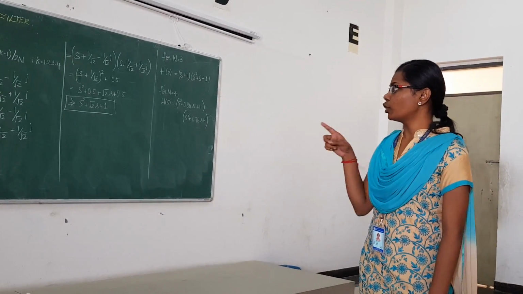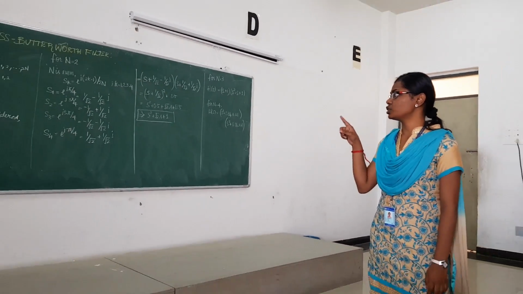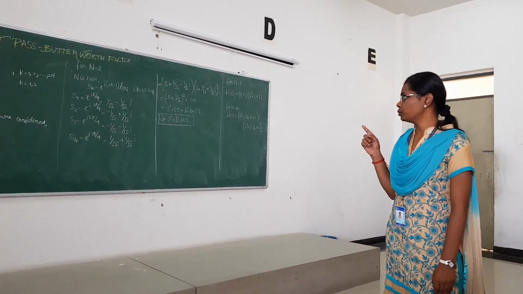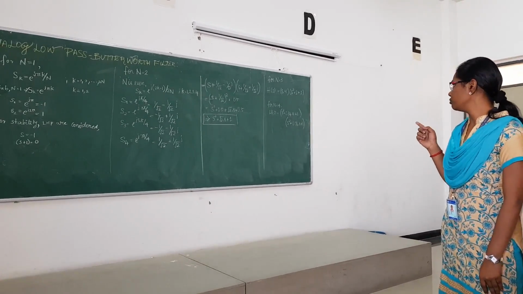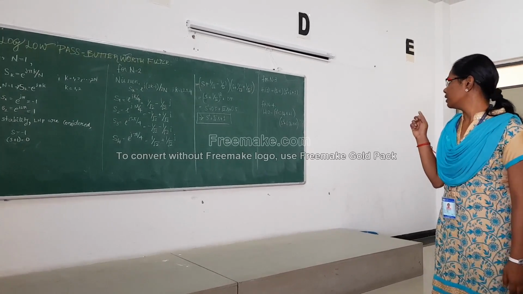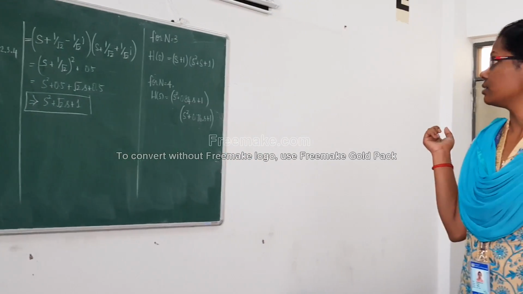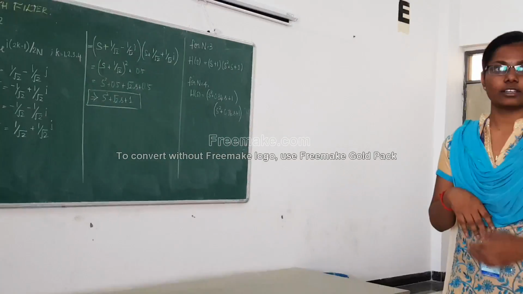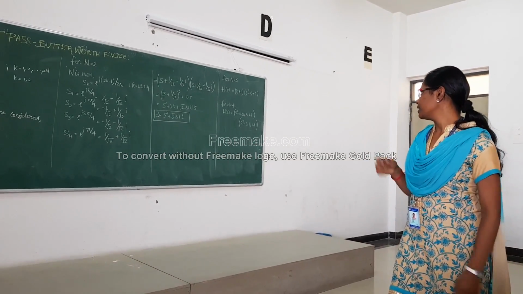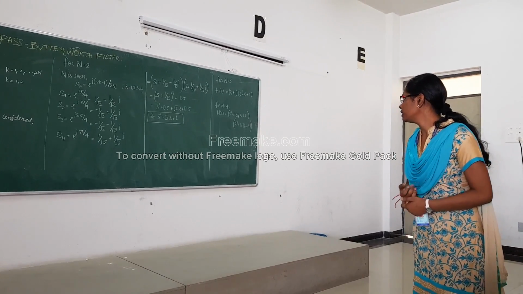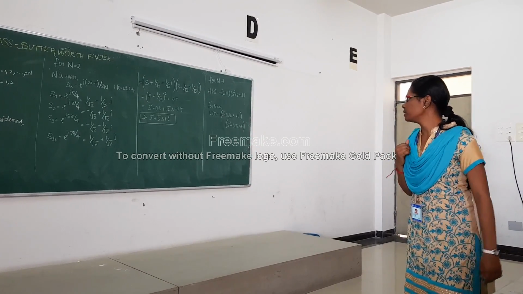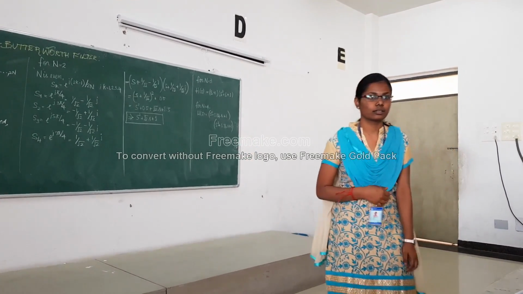Since n is even, the formula will be s_k is equal to e power j(2k minus 1)π divided by 2n, where k ranges from 1 to 4. And here for k values, we get 4 into 2, that is 8 poles, and we take only the left hand side of the s plane. So we get H(s) is equal to (s square plus 0.84 s plus 1) into (s square plus 0.76 s plus 1).